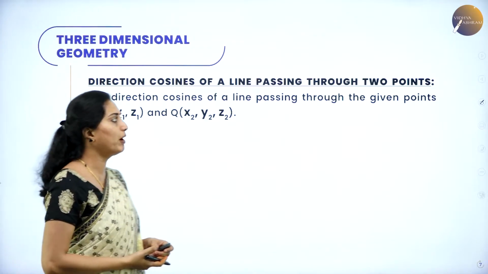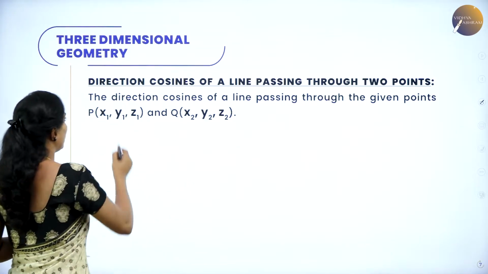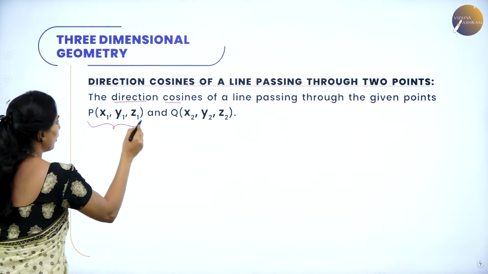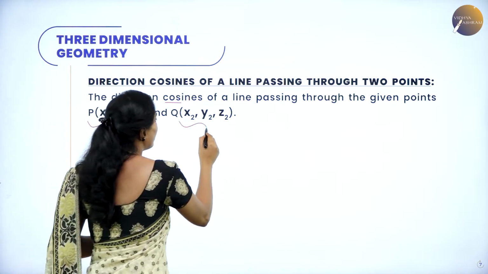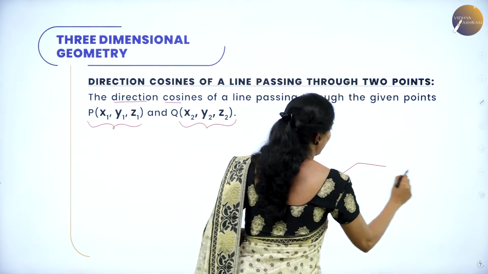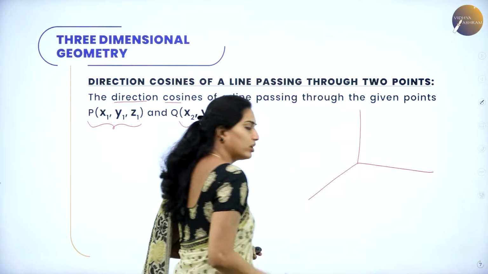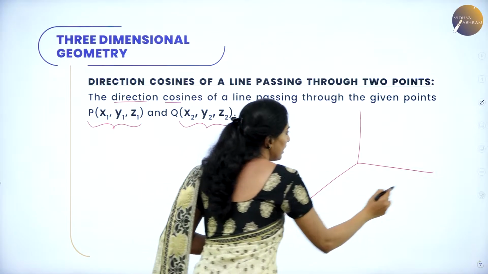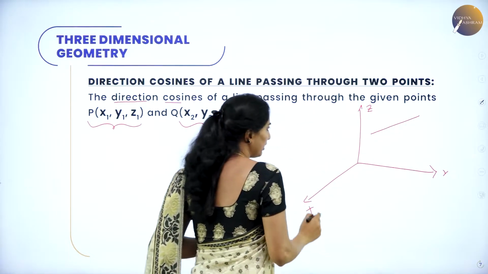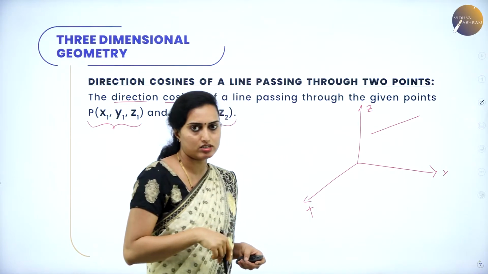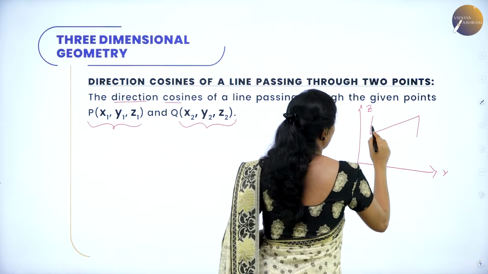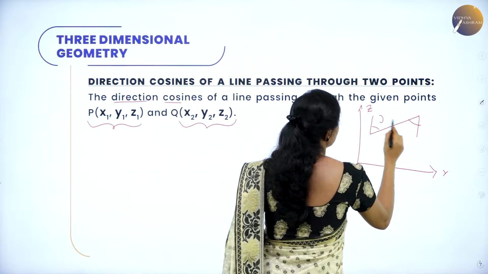Direction cosines of a line passing through two points. Here I have taken the direction cosines of a line passing through the given two points. I am taking P of x1, y1, z1 and Q of x2, y2, z2. Let this be the x-axis, this the y-axis, and this the z-axis. Here I have taken a line PQ which makes an angle with the z-axis. So if this is gamma, this is also gamma.